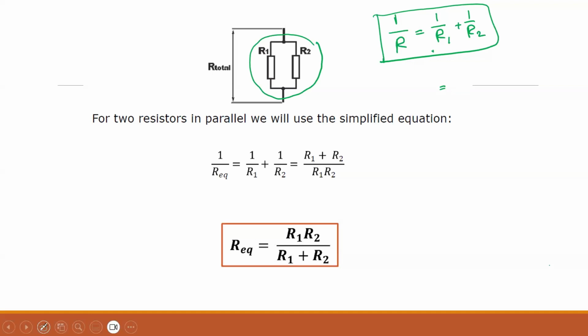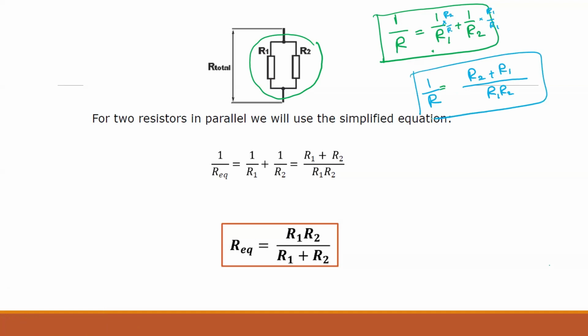So if I multiply this one by R2 over R2 and this one by R1 over R1, we get a common denominator, which is R1 R2. So we have (R2 plus R1) over R1 R2, equal to 1 over R. Agree with this? And to find R, we swap it upside down. So R equals R1 R2 divided by R1 plus R2. You can remember this one. Whenever we have 2 resistors in parallel, we can multiply the 2 resistances and divide by the sum.